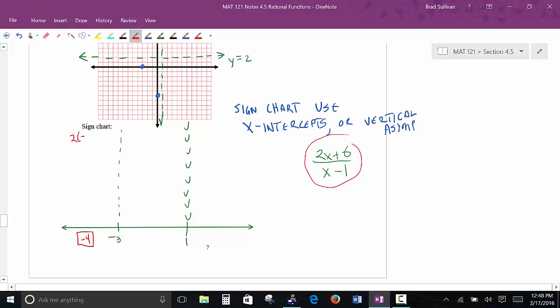Do 2 times -4 plus 6 over -4 minus 1. And all you care about is whether it's negative or positive. Don't waste your time on this. This is -8 plus 6 over -5. So don't you really have a negative over a negative? So it's a positive. Just put a positive there. That's it. Don't take the time to crunch out what the answer is. Just figure out if it's negative or positive.